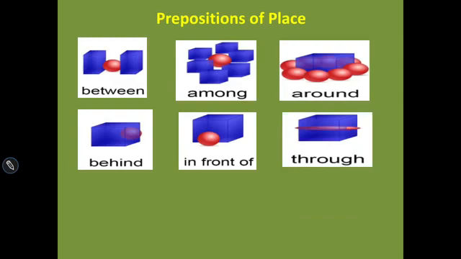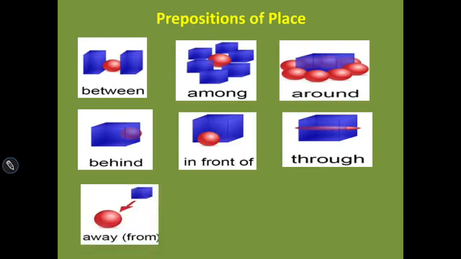Now, what is the position of a particular thing in the box? It is through the box. Why is through used here? Because when a thing enters from one side and gets out from the other side, then it is called through. What is the position of the ball here? It is far away.